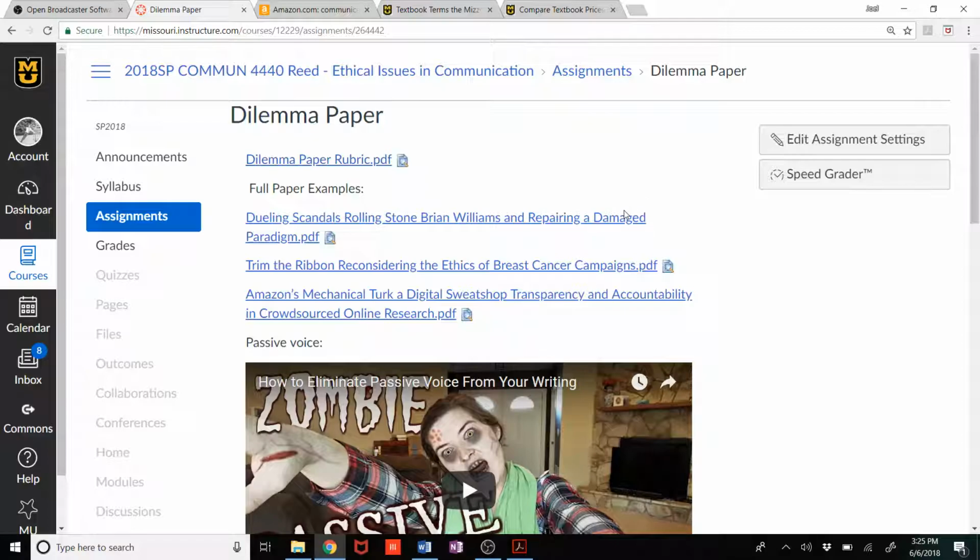So take a look at their description of the dilemma, of the issue that they're analyzing, as a way of guiding you on the dilemma paper: what it is that you want to write about, what it is that you hope to communicate. A couple other things I've included on here.